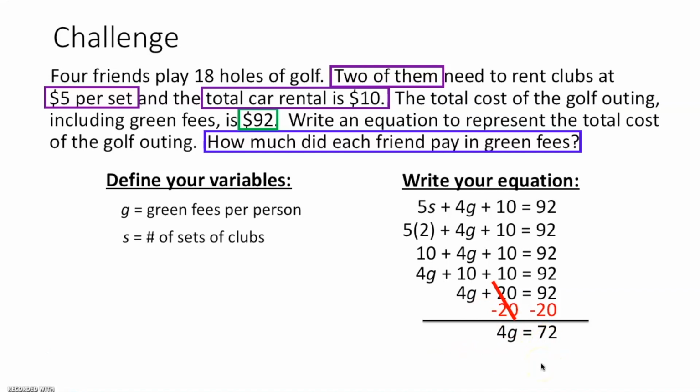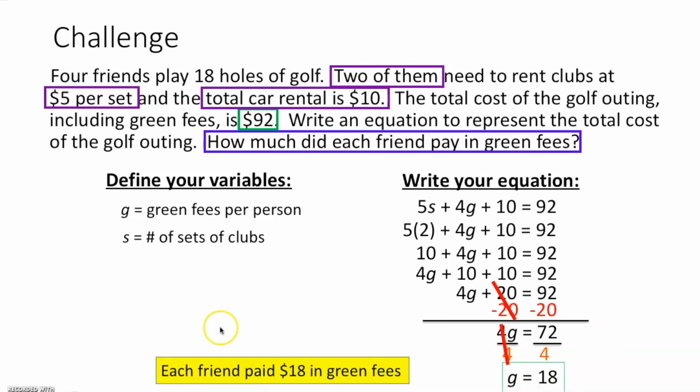Now to get G all by itself, I need to move all of the constants to that side. Since it's 4 times G, I do the opposite, the inverse. I divide both sides by 4. These cancel out. I'm left with 72 divided by 4, which is 18. This is not your answer. Your answer is each friend pays $18 in green fees. Boom, done.